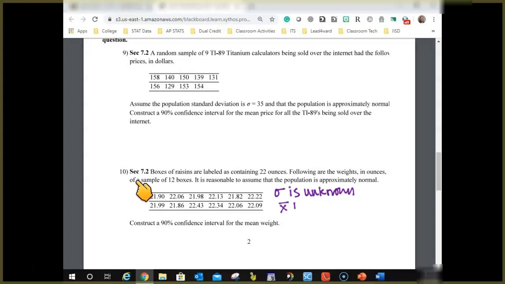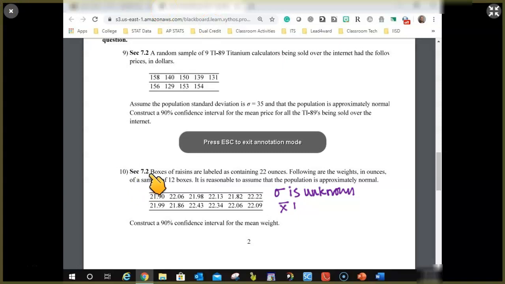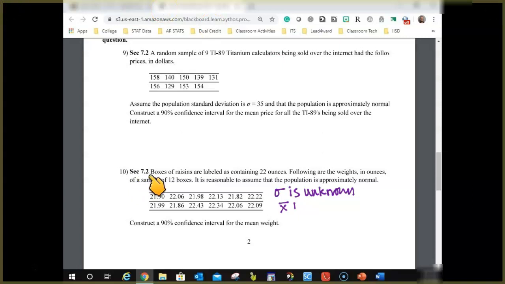So it tells us in this problem here that boxes of raisins are labeled as 22 ounces. Following are the weights in ounces of a sample of 12 boxes. It is reasonable to assume that the population is approximately normal. So the standard deviation is unknown. Nowhere in the problem, like in this one, did it say sigma equals this.